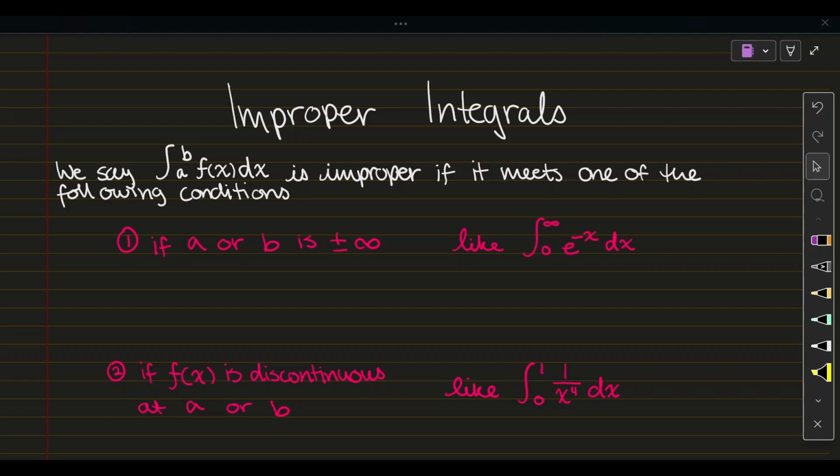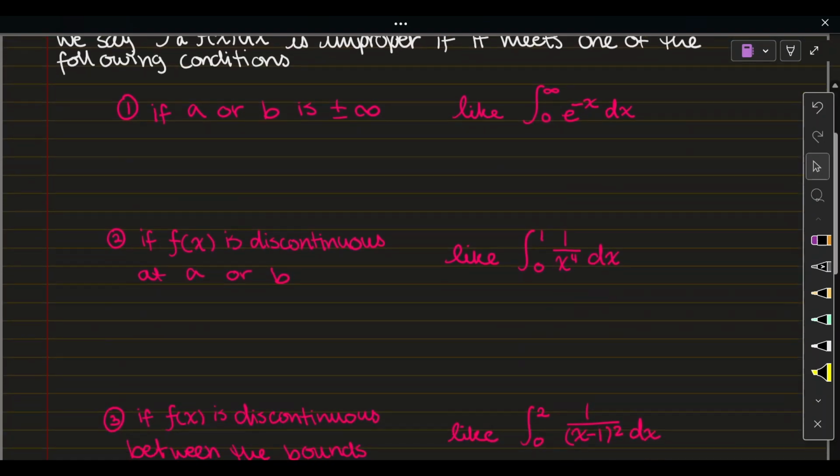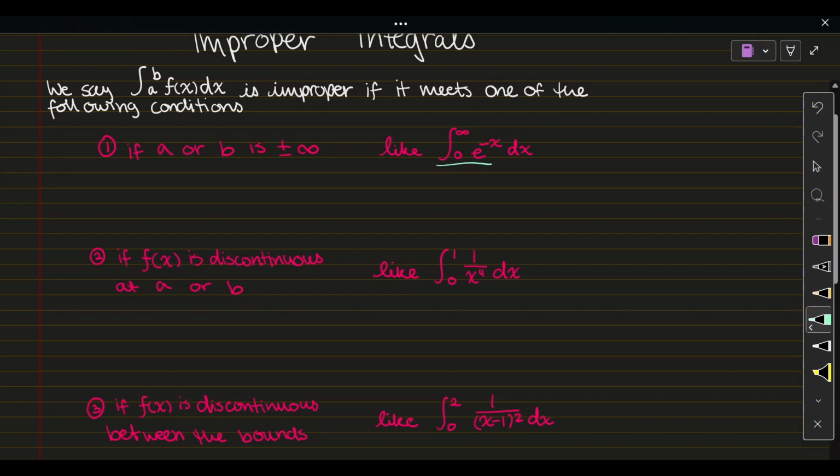Okay, in this video I want to talk a little bit about improper integrals. So let's first start by talking about what an improper integral is. We say an integral, the integral from a to b of f of x dx, for example, is improper if it meets one of the following conditions. So if a or b is positive or negative infinity, like this example here, I have the integral from 0 to infinity of e to the minus x dx, okay?